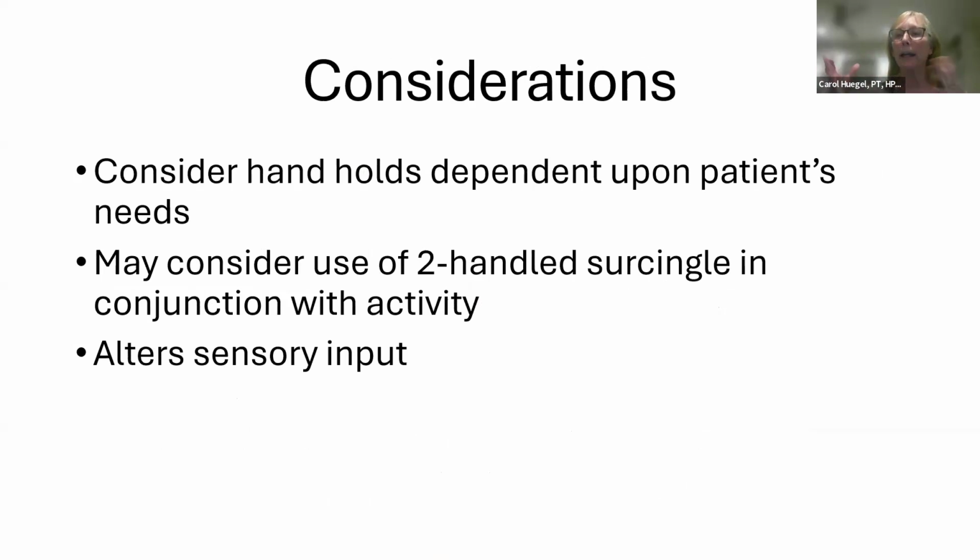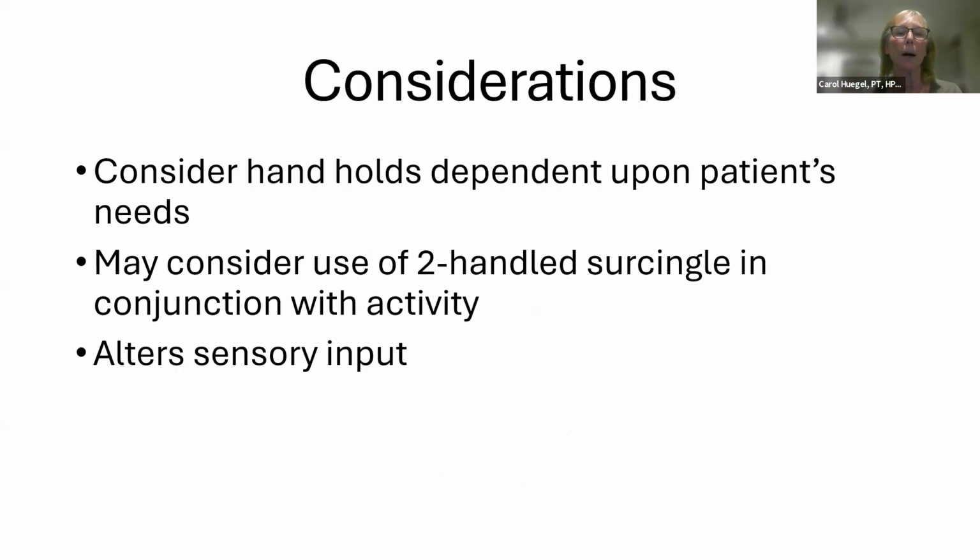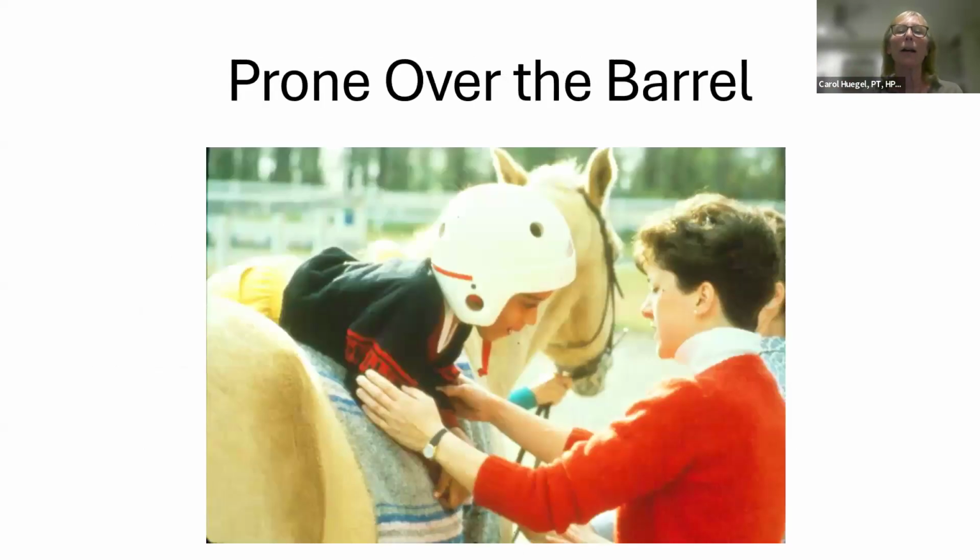But you're going to need to be thinking about how you are going to support the patient. What's your handhold going to look like if you choose to use that position? And it is going to alter sensory input. One thing you might consider is the use of a two-handled surcingle. If we had a handle here and a handle on the other side, this knee might be wrapped around that other handle. It would just give a little bit more security. It's just another option.